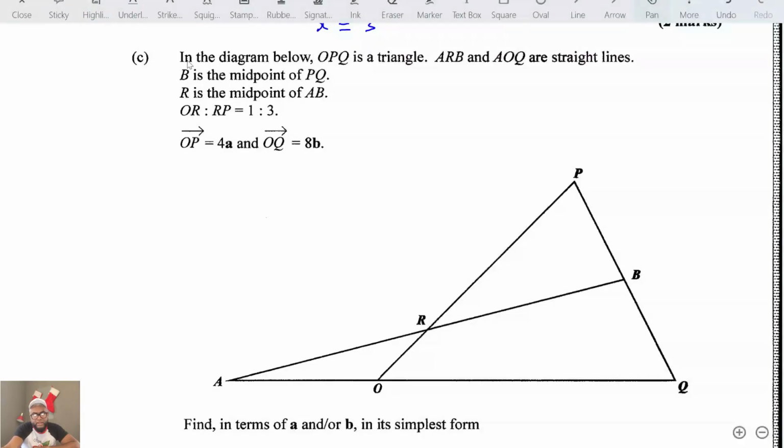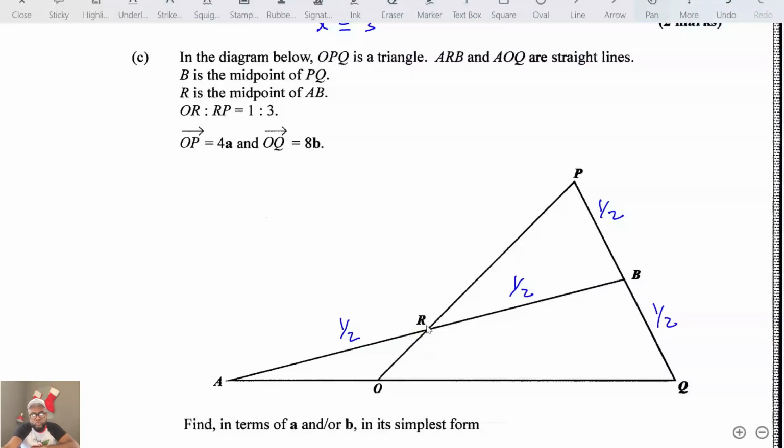In the diagram below, OPQ is a triangle, right? O to P to Q is a triangle. AOQ and ARB are straight lines. B is the midpoint of PQ, right? So anytime you see that midpoint talking, know that here is half and half. R is the midpoint of AB. So you know here's half, here's half. Anytime you see that midpoint talk, it's half and half.